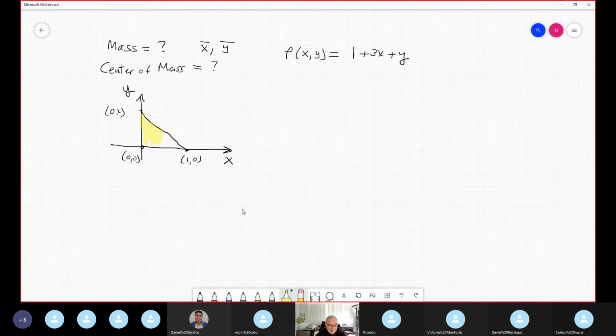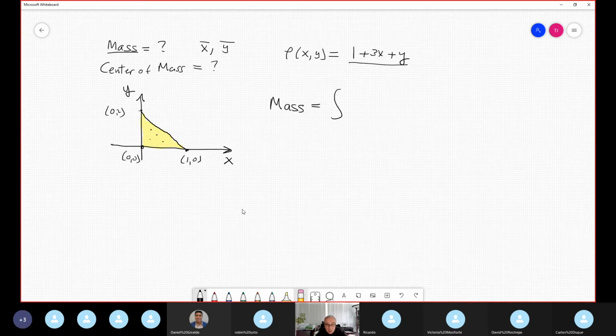And this lamina has density. So the density at any point is not constant, it's that function. So this is the function that we're using, our integrand function, to compute the mass. And for the center of mass, you need to find momentum y and momentum x, multiplying by x or by y. And finally, you divide the corresponding momentum by the mass, and you find the center of mass. That's it.